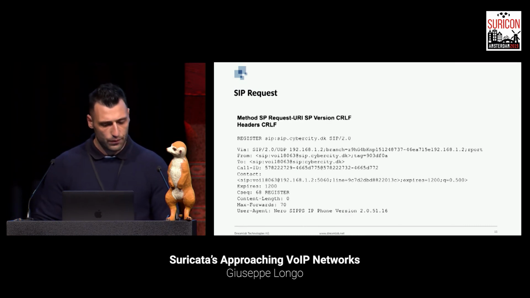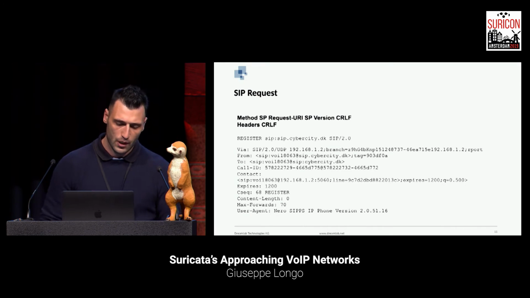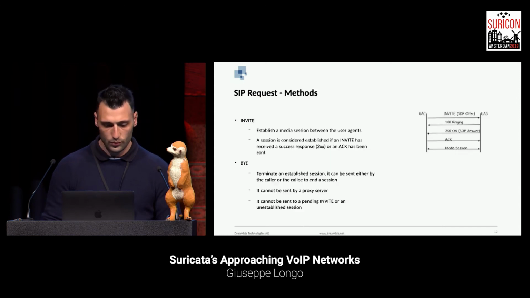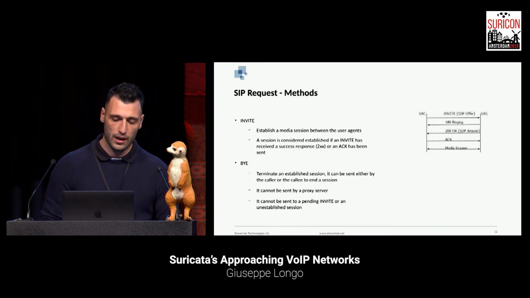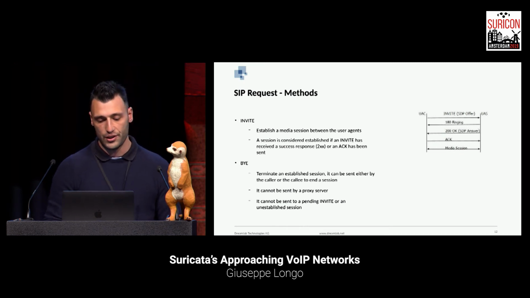A SIP request, like I said before, is made up of a method, a request URI, a version, plus some headers. In SIP, 6 core methods are defined, like INVITE, which establishes a media session between the user agents, and a session is considered established if an INVITE has received a success response or an ACK has been sent.